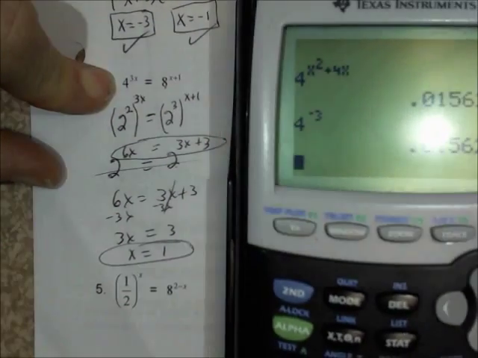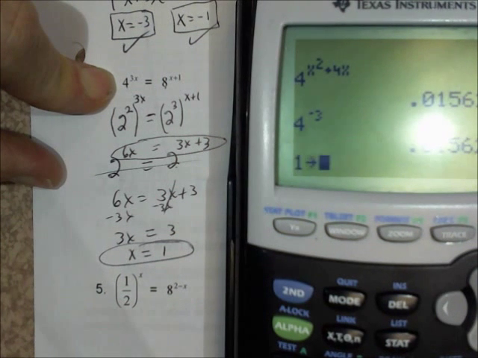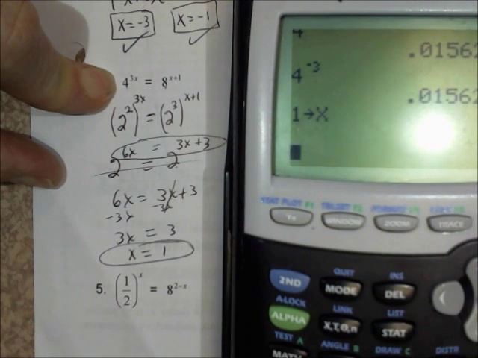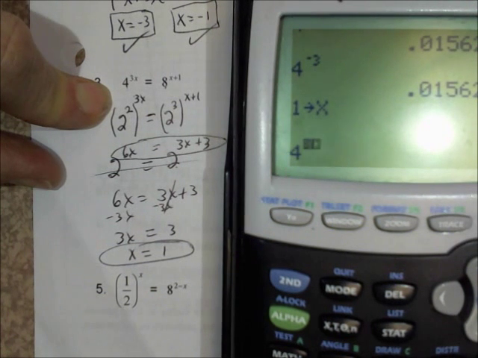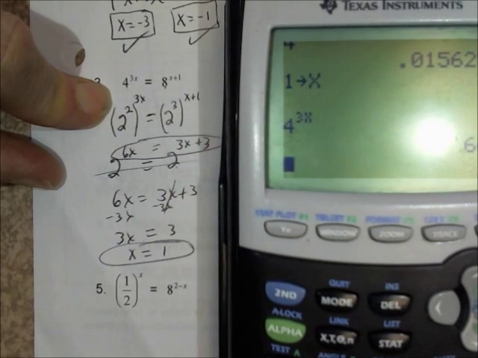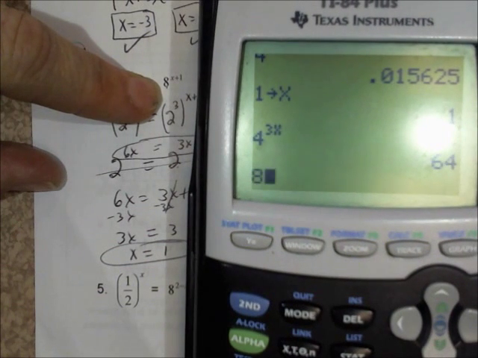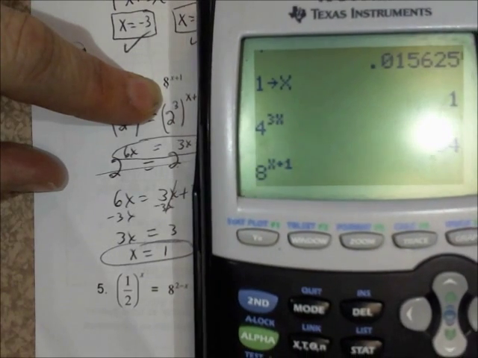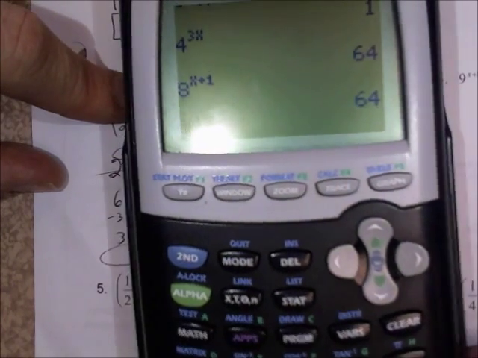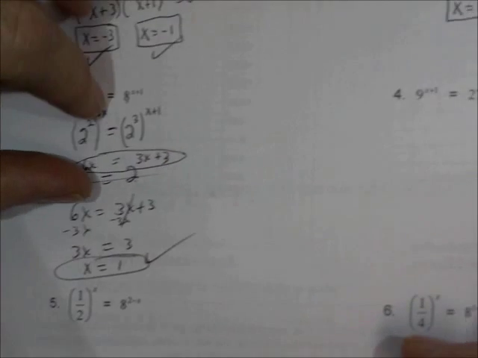So let's check that. Let's tell our calculator that 1 gets stored into x. And now let's do 4 to the power of 3x and see if that's the same thing as 8 to the power of x plus 1. And they're both equal to 64, so that one checks.